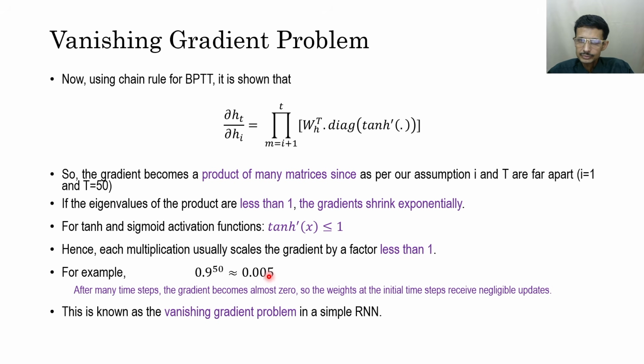It is very close to 0. So the weight updates for the initial time steps become negligible. That is exactly what we said in the previous slides, and this is the exact reason the gradient is decaying or vanishing. So the weight updation stops, and this is known as the vanishing gradient problem. That is the actual reason, mathematically.